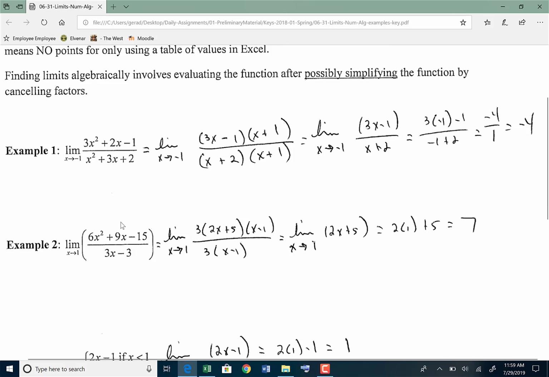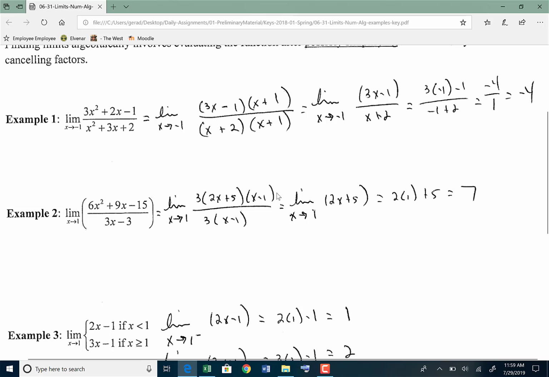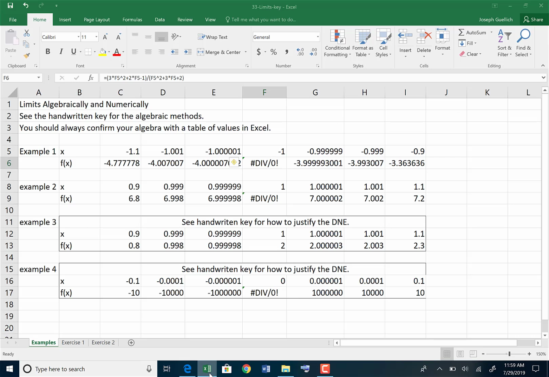Example 2, same idea, factor it, cancel the common factor in top and bottom, and then evaluate the function. Here it is in Excel. We're going to +1 this time. So you see my x values on the left and right getting closer to +1. The function typed in, there it is, getting closer to 7 on both sides. Again, we can't evaluate it at 1. It divides by 0, but we can take the limit.